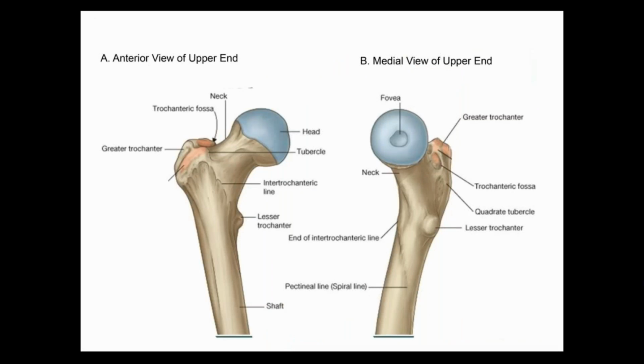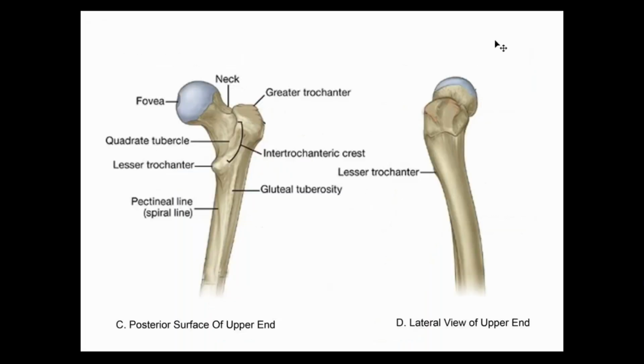The upper end has the head, neck, greater trochanter, lesser trochanter, the intertrochanteric line in between, and posteriorly there is an intertrochanteric crest. This is the posterior view of the upper end, and this is the lateral view of the upper end. Now I'll begin with the head.